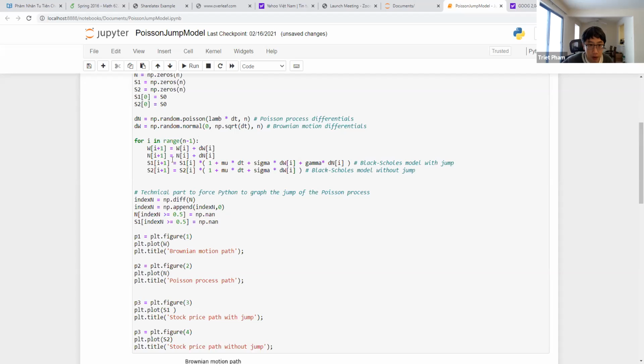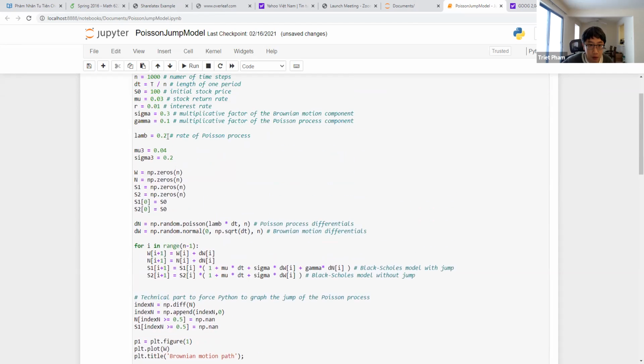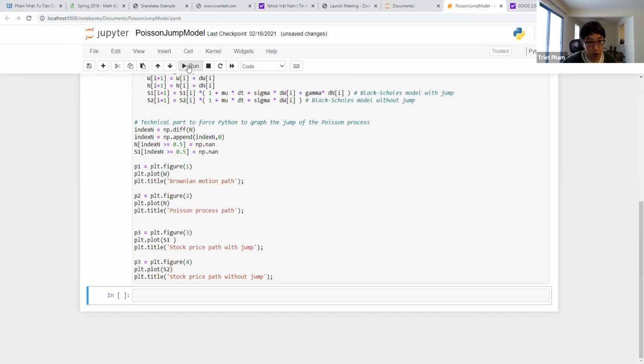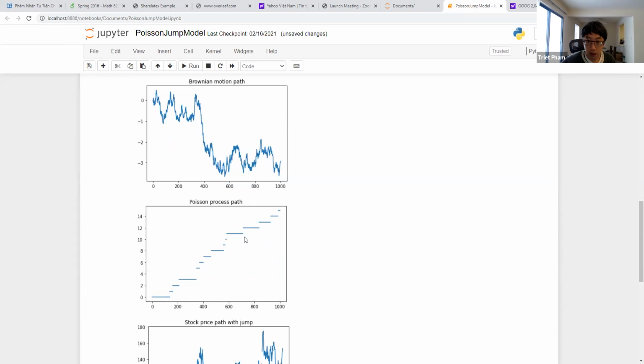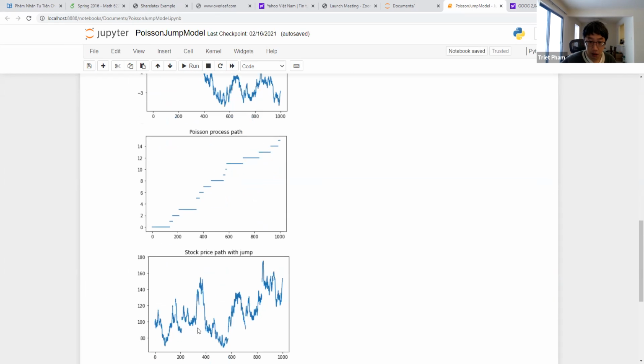Let me change the lambda to 1. Here I will make the stock jump more often. Let me change it to 2 to show you. If I change it to 2, you see it jumps a lot. Right here, see? Lots and lots of jumps.